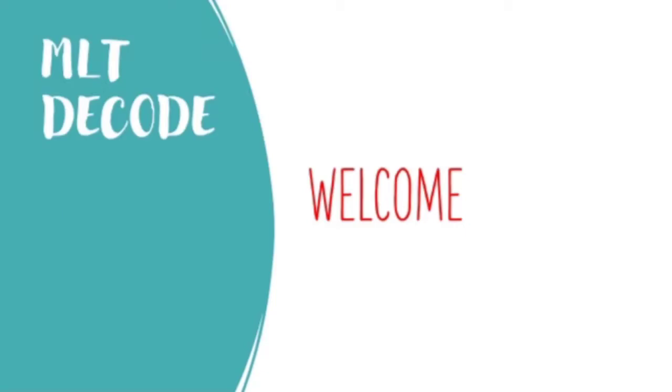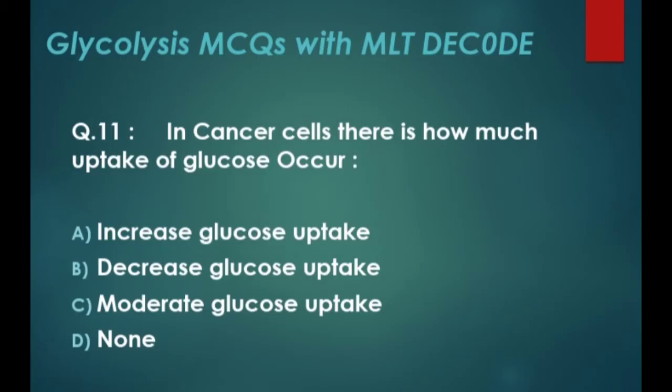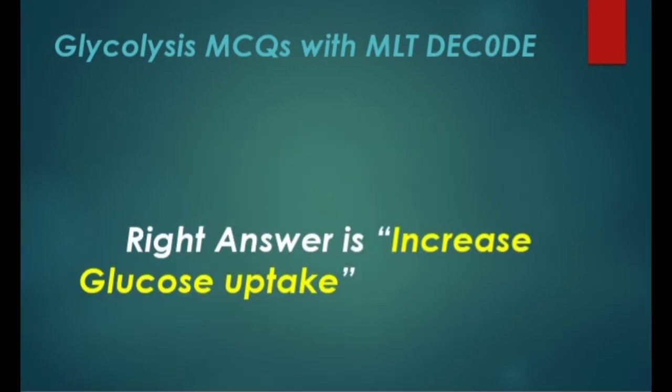This is the Biochemistry MCQs playlist and the next 10 best MCQs on the glycolysis pathway. So let's start. In cancer cells, how much uptake of glucose occurs? Increased glucose uptake, decreased glucose uptake, moderate glucose uptake, or none? The right answer is increased glucose uptake.